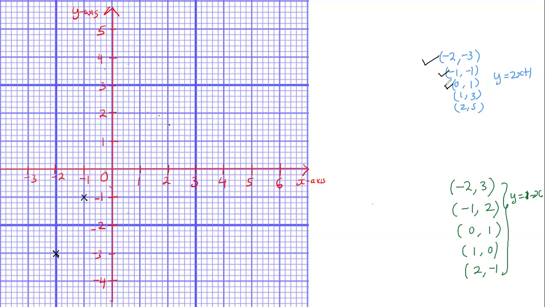I go to the next one, 0 and 1. 0 and 1 is a point here. I do it. 1, 3. 1 and 3 is a point here. I do it. Then next one, 2 and 5. 2 is here. And then my 5 is here. I do it. Now, after plotting like that, get your straight ruler.